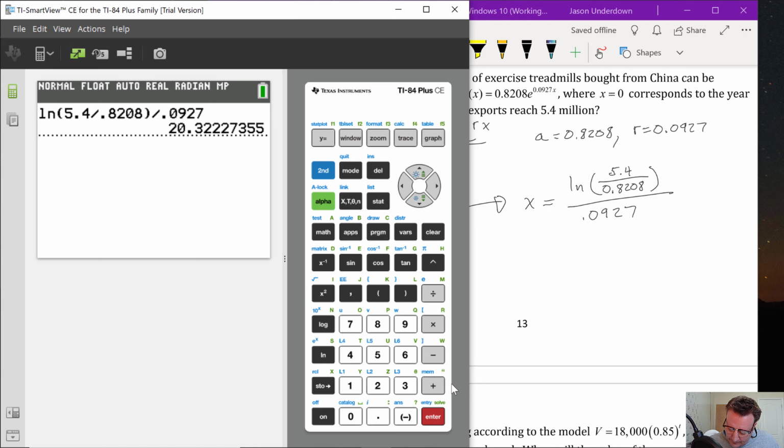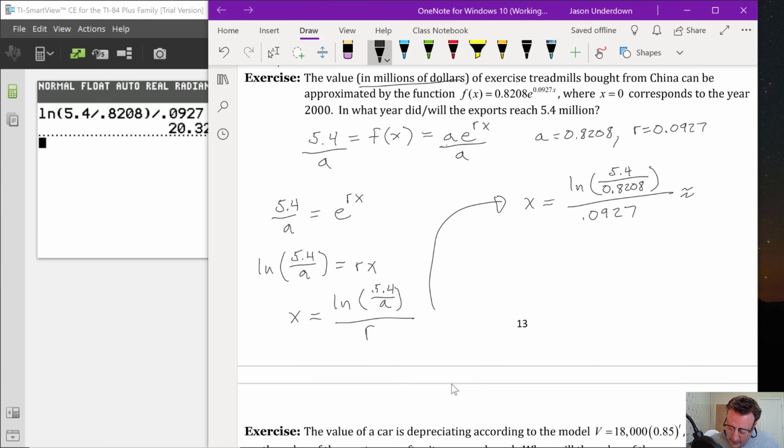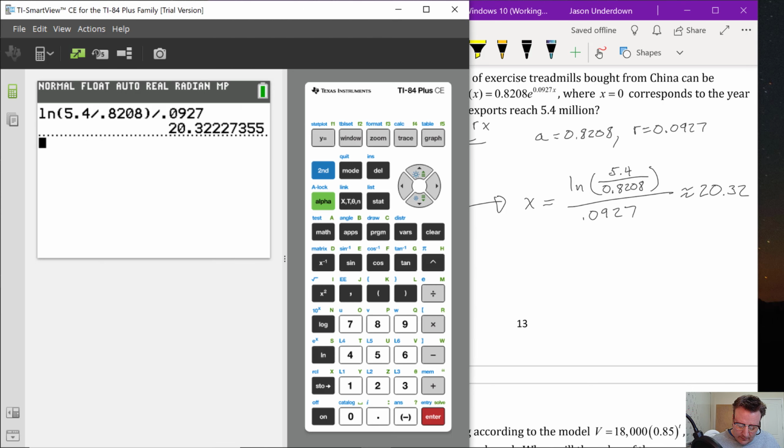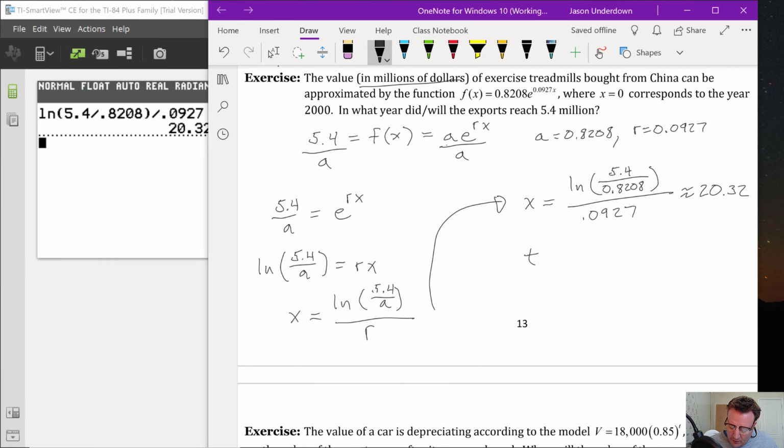And we get about, we'll say, 20.32 years. Of course, where x equals 0 corresponds to the year 2000. So what this means is that the actual time when we expect the exports to reach 5.4 million will be 2000 plus that x value, or about the year 2020.